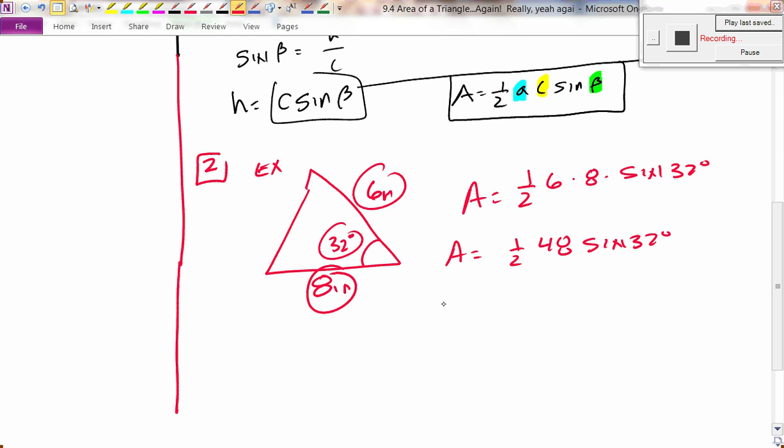I need 4 people to verify. Doesn't matter, it's the sine.